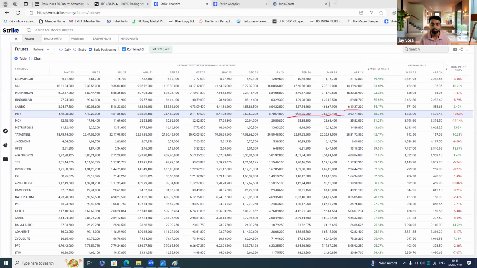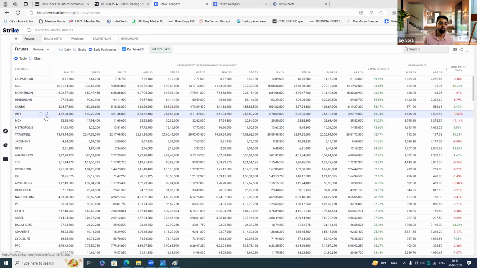Sorry, this has been 2 crore 20 lakh shares. From there, it has gone to 3 crore 93 lakh. You can see that there is a surge in open interest and the prices declined by 10% or so. So that means people are actually shorting this stock.